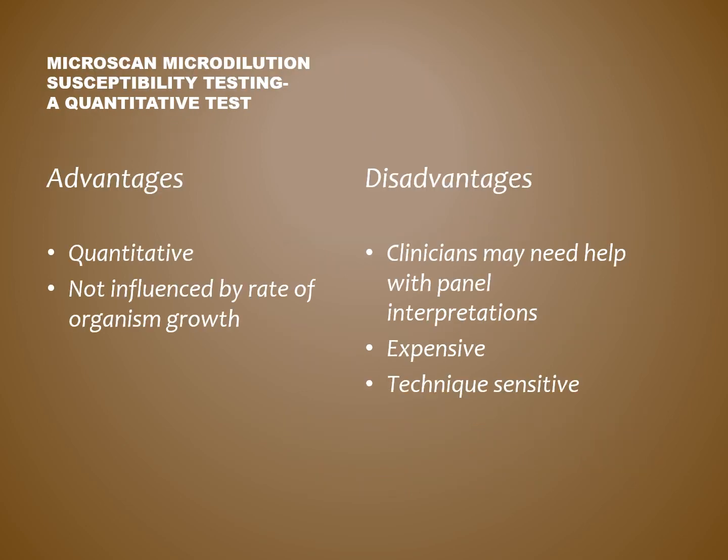There are some advantages to microdilution, and there are also some disadvantages. Some advantages are that it's quantitative and it's not influenced by the organism's rate of growth. So in other words, it's okay for anaerobes and slow growers. Some disadvantages are that clinicians cannot interpret the numbers very well, so we have to make an interpretation for them as to whether our organism is sensitive, intermediate, or resistant to a drug. It is an expensive technique, and it's also technique sensitive. You have to know what you're doing in order to not make mistakes.